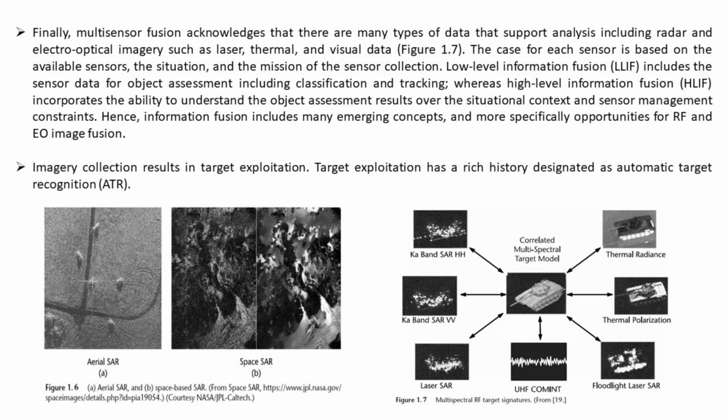Low-level information fusion, LLIF, includes the sensor data for object assessment including classification and tracking, whereas high-level information fusion, HLIF, incorporates the ability to understand the object assessment results over the situational context and sensor management constraints. Hence, information fusion includes many emerging concepts and more specifically opportunities for RF and EO image fusion. Imagery collection results in target exploitation. Target exploitation has a rich history designated as automatic target recognition, ATR.